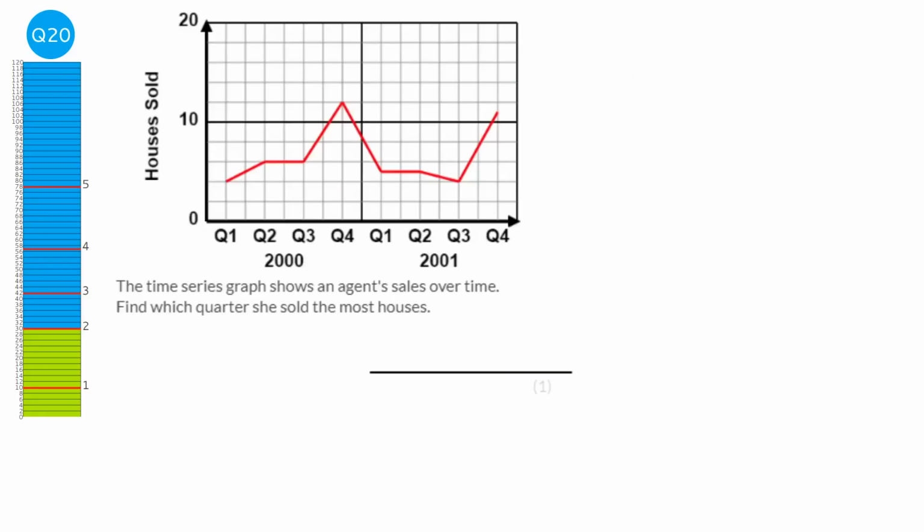So if we look at the graph, this point here is the biggest. This one comes close, but it's not the biggest. So the biggest would be this one. And if we draw a line down from there, now we might think that it's enough to say Q4, but actually there's two Q4s here, so we must state the year as well. So Q4 in the year 2000.